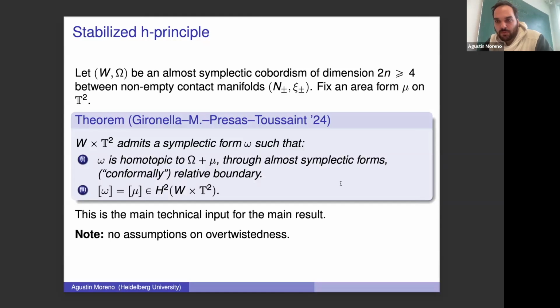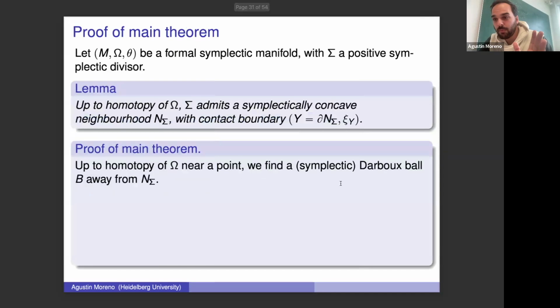Okay. So this is basically what the main input is, because the main theorem follows very easily from this result. So this is how you prove the main theorem from this stabilization of the Borman-Murphy h-principle. You just say, okay, start with a formal symplectic manifold, and you take your divisor sigma, which exists by assumption. So it's a positive symplectic divisor.